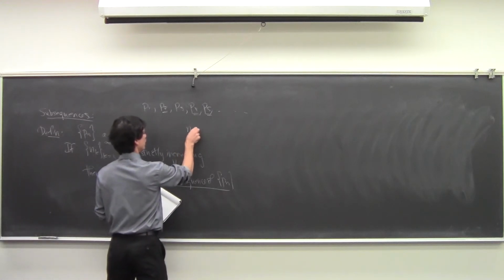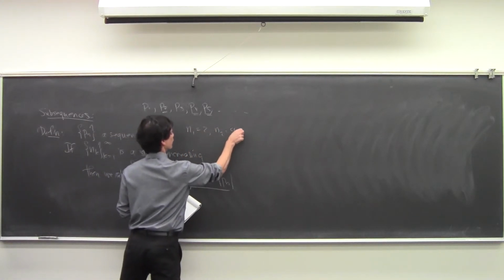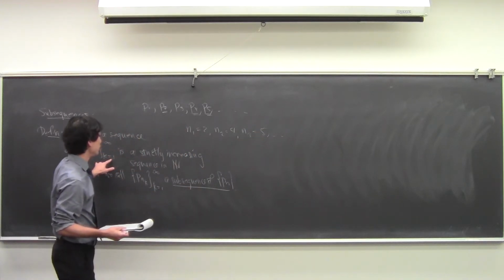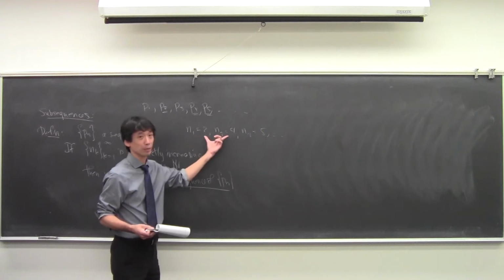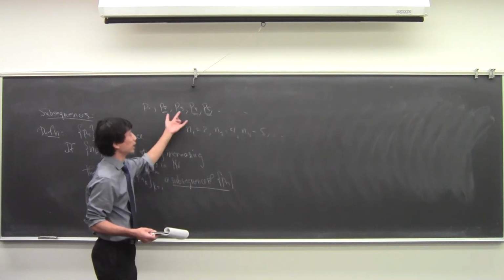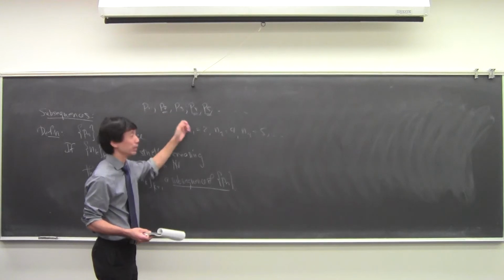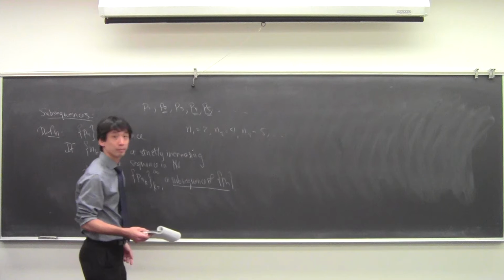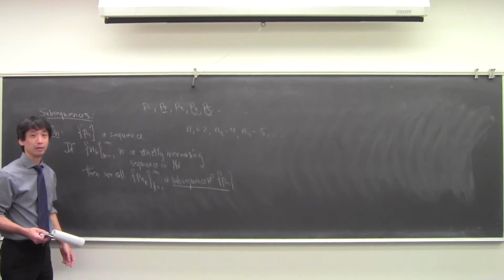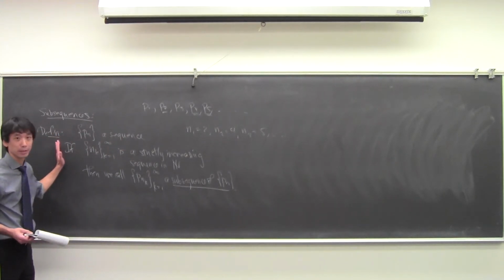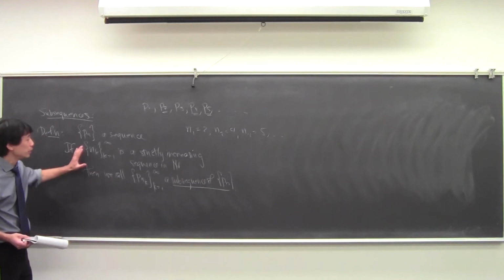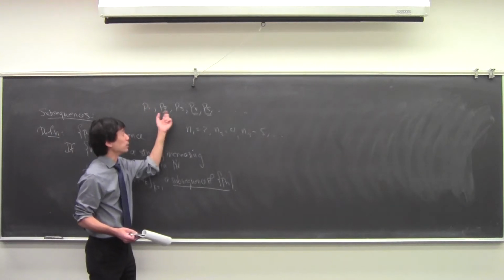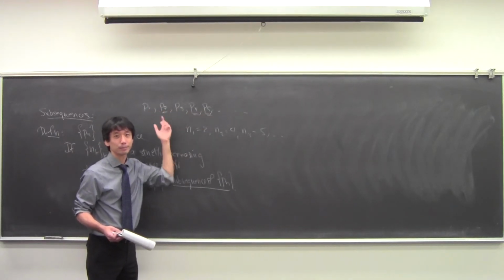You would say N1 is 2, N2 is 4, N3 is 5, etc. So you're taking a strictly increasing sequence, but you're not necessarily taking every element. You're not taking 1, 2, 3. You're taking some. There could be some gaps in it. But all subsequences are infinite. Yeah, all subsequences. And so anything that looks like this, we call a subsequence. So choosing a subsequence corresponds to choosing a sequence of increasing indices.